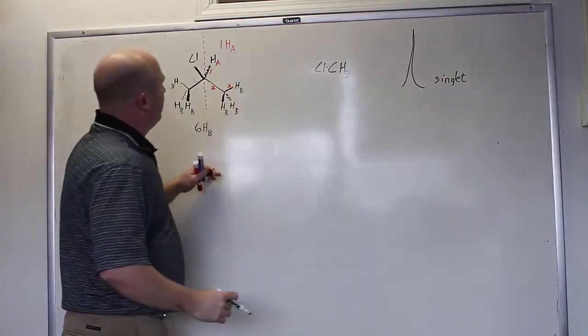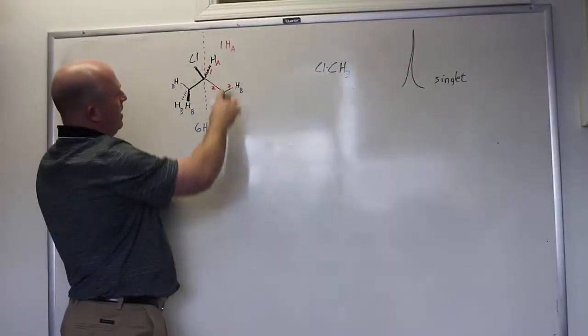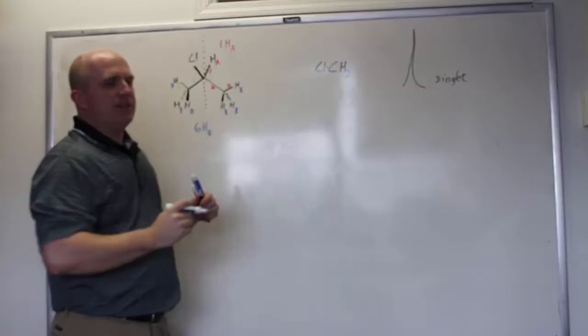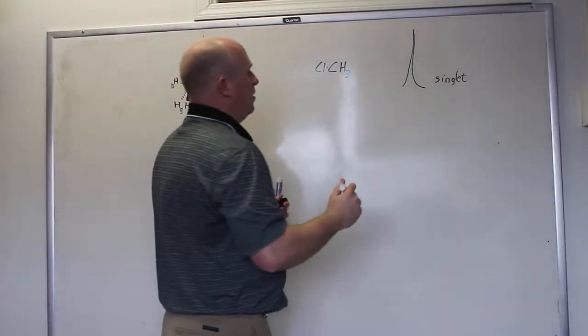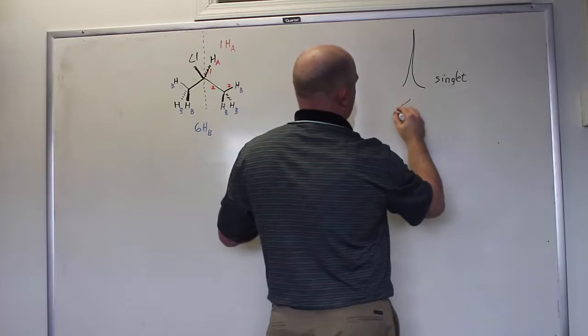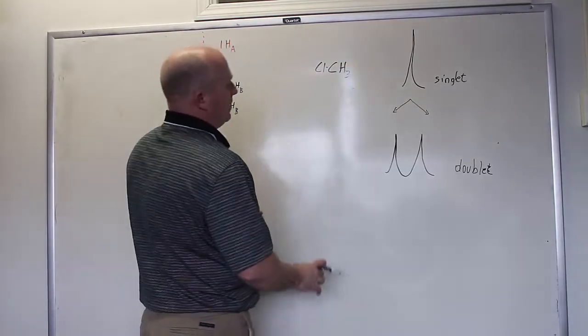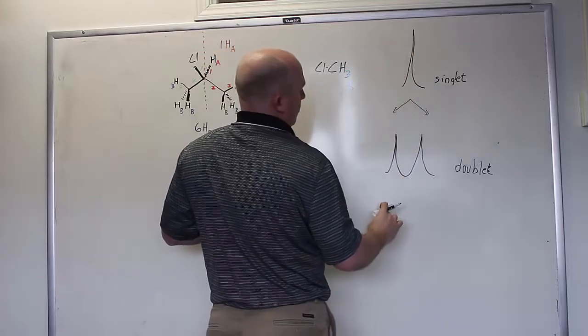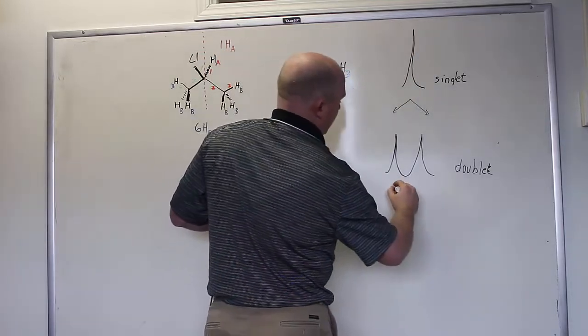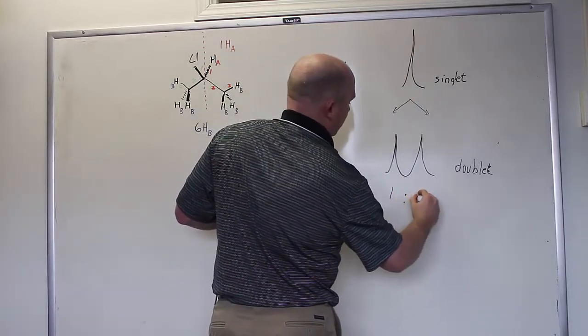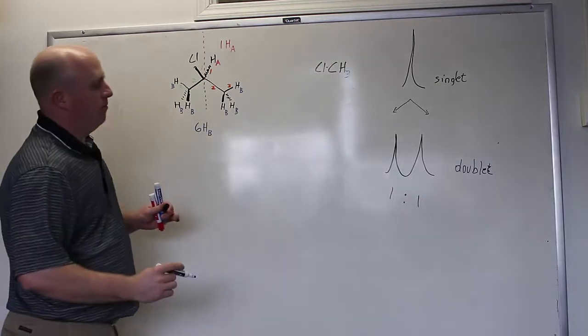What happens if we have one neighbor for a given line? The presence of any single neighbor causes the line to split into 2 new lines. We call that a doublet. What's interesting about this is that the line will end up split into 2 lines, and the relative intensity of the 2 lines is the same, 1 to 1.